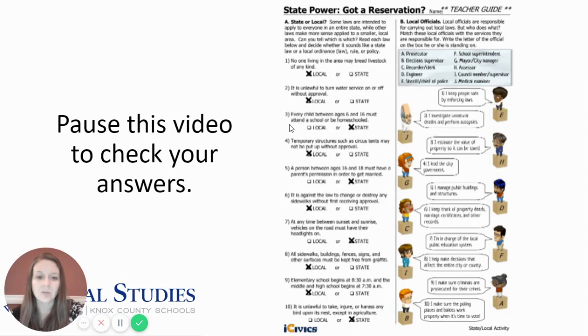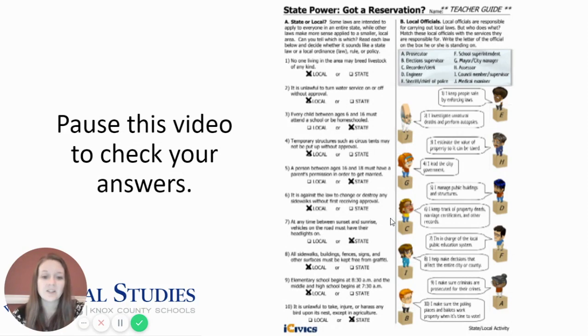Number 3 says every child between 6 and 16 must attend a school or be homeschooled, and that is a state issue. Number 4 says temporary structures such as circus tents may not be put up without approval. That is a local issue. Number 5 says a person between 16 and 18 must have a parent's permission in order to get married, and that is a state issue.